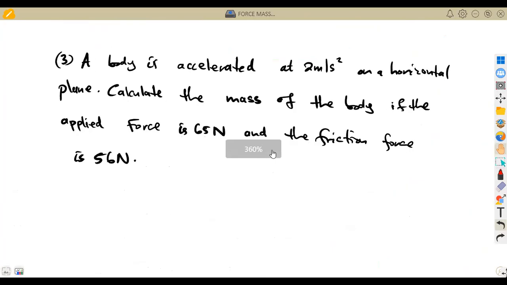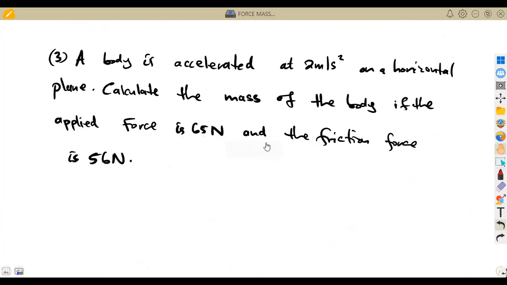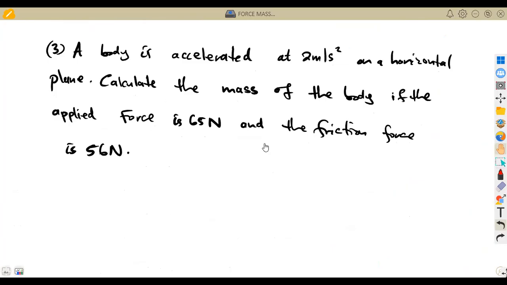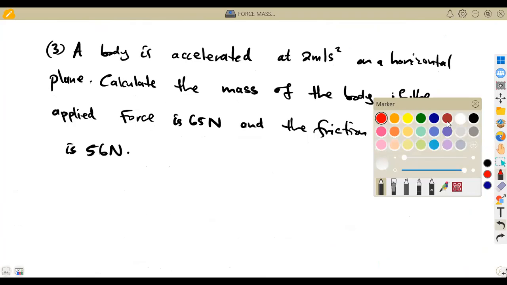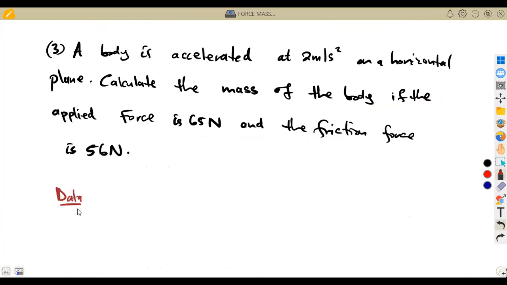There we are given that a body is accelerated at 2 meters per square second. All right. So what are we given there? Let us just take our information. Our body is accelerated at, meaning to say we are given the acceleration at 2 meters per square second on a horizontal plane. Calculate the mass of the body if the applied force is 65 Newton, and we are given the frictional force of 56 Newton.